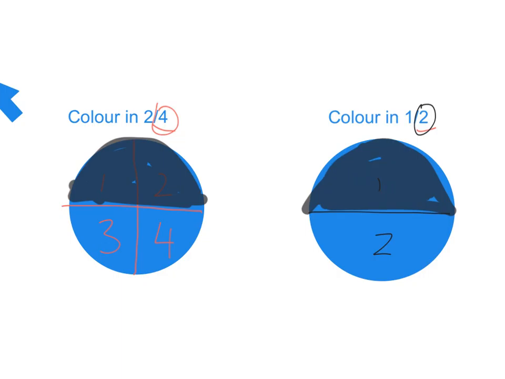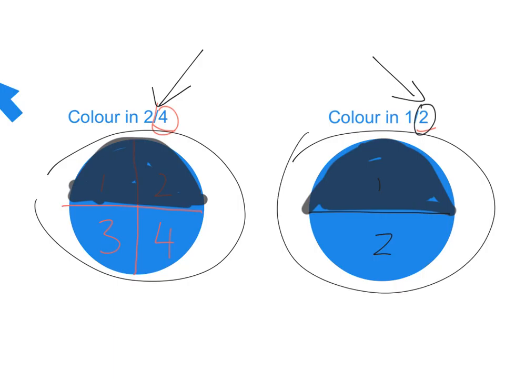Now can you see here that this shape with 2 quarters and this shape with 1/2, they make the exact same fraction. So if you're writing 2/4, you could also write it as 1/2, because they're both exactly the same thing.